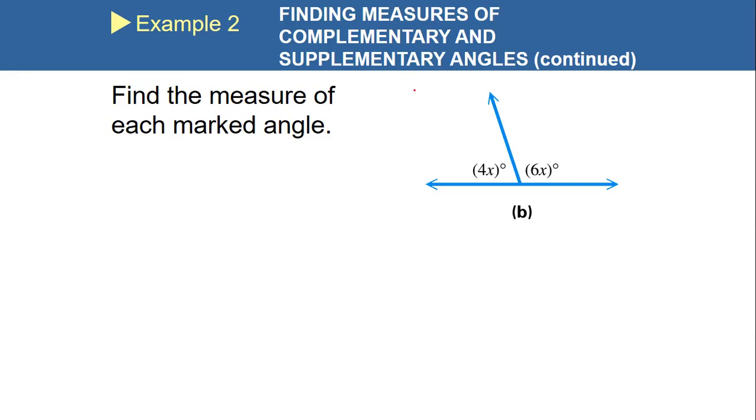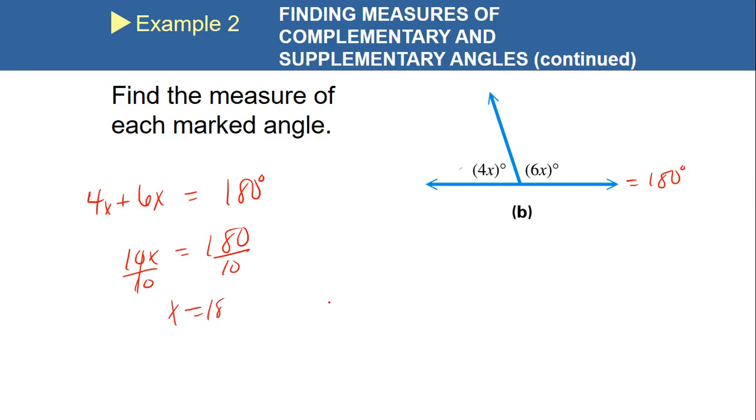All right, so like we discussed, these are supplementary angles because they're on a straight angle, and straight angles equal 180. So we know that together, 4x plus 6x equals 180 degrees. That gives us 10x equals 180. We divide by 10 and we get 18. So x equals 18. To find our two angles, we have 4 times 18, which is 72, and then we have 6 times 18, which equals 108. Doable? All right, perfect.